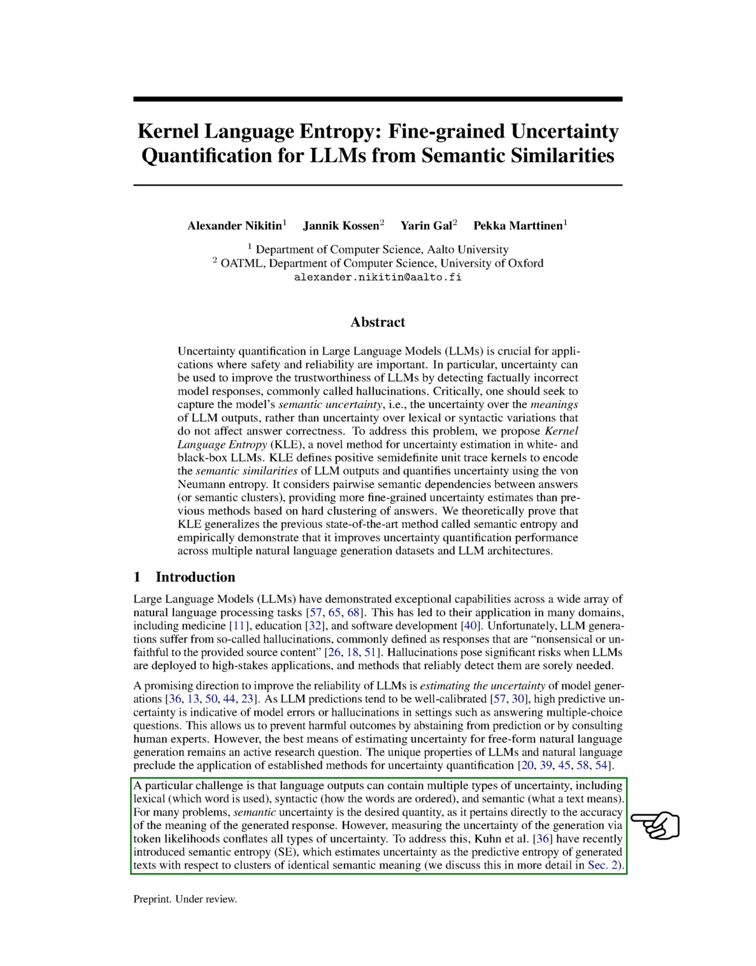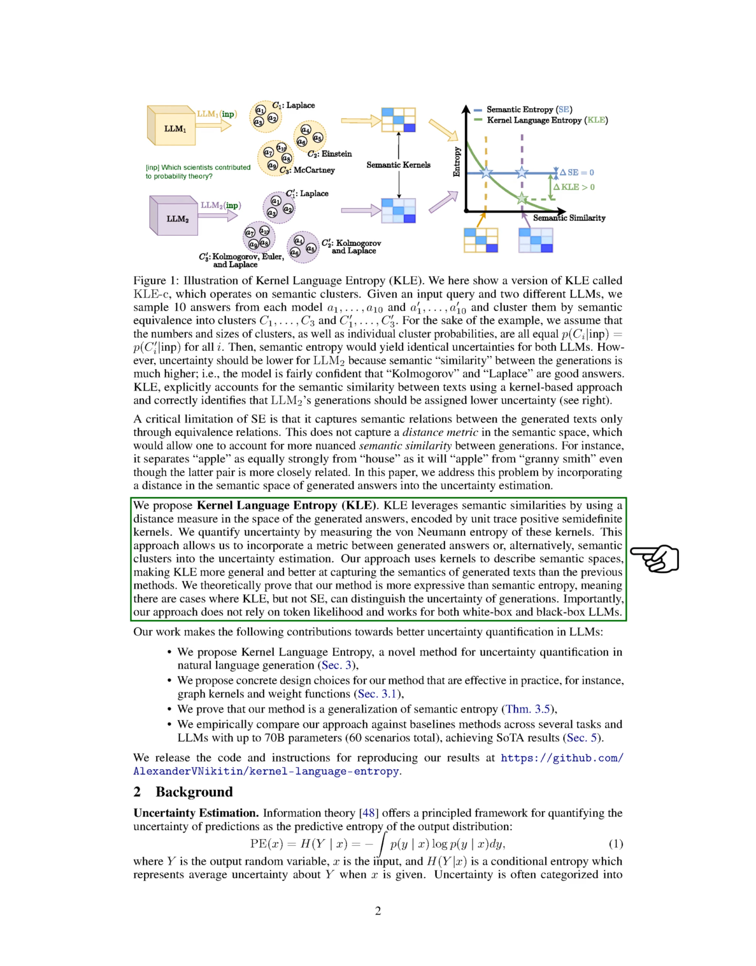Existing methods like semantic entropy, SE, estimate uncertainty based on semantic equivalence but lack a metric to capture nuanced semantic similarities between responses. To address this limitation, we introduce Kernel Language Entropy, KLE, which incorporates a semantic distance metric into uncertainty estimation. KLE utilizes semantic similarities among generated responses by measuring the von Neumann entropy of positive semi-definite kernels that encode the distance in the semantic space.